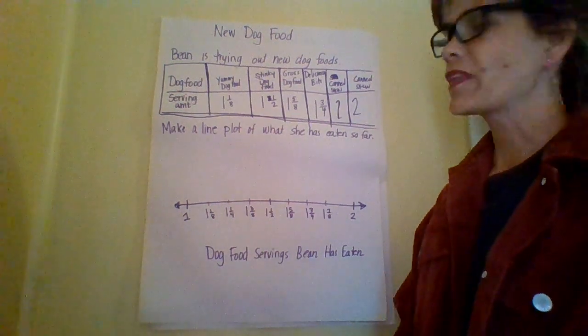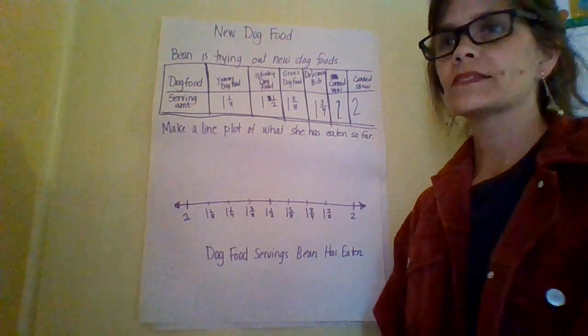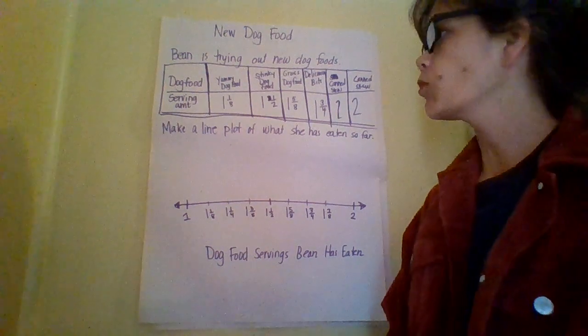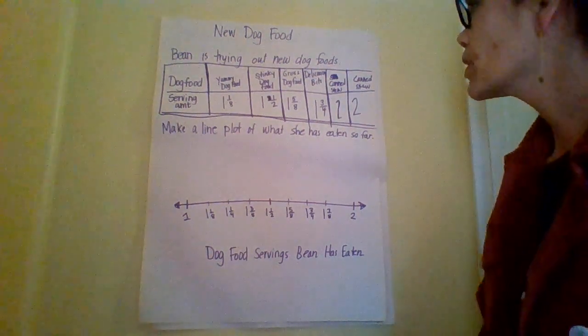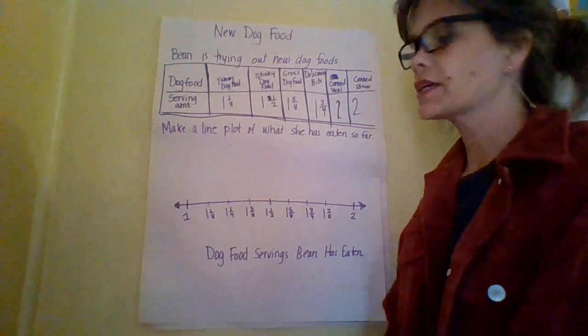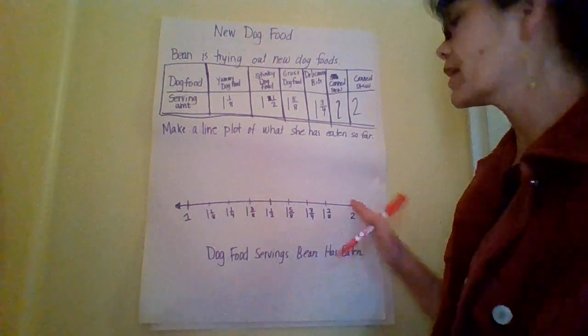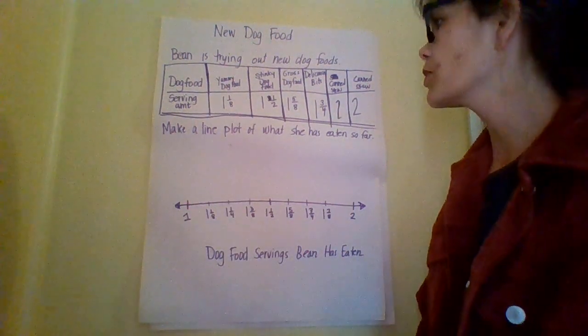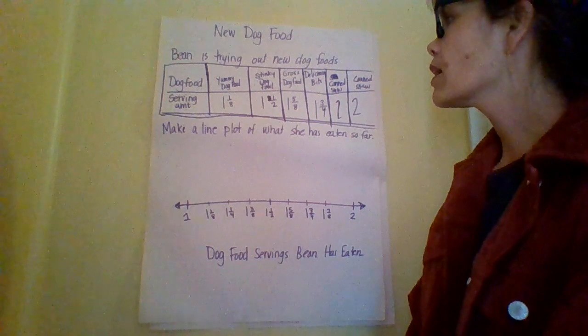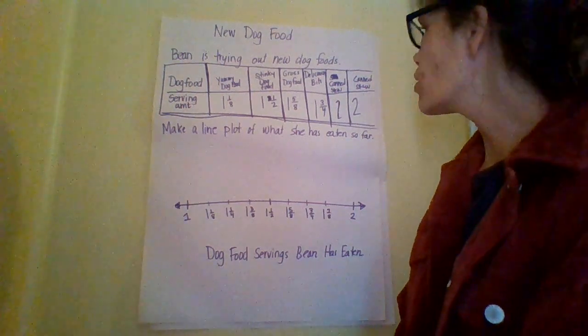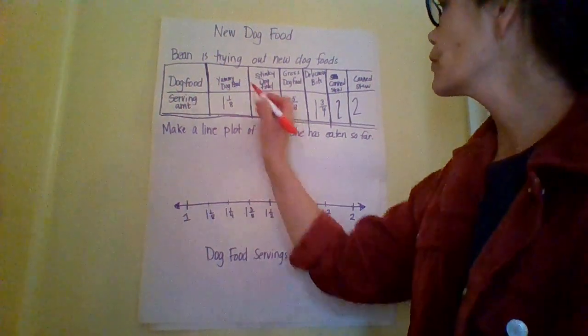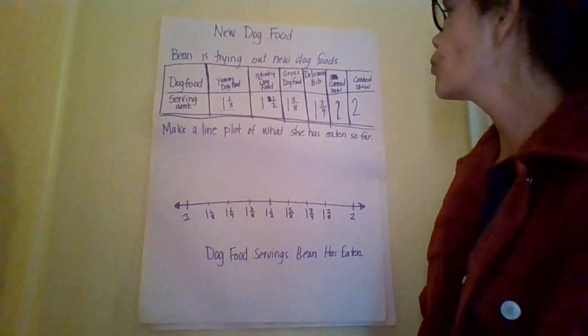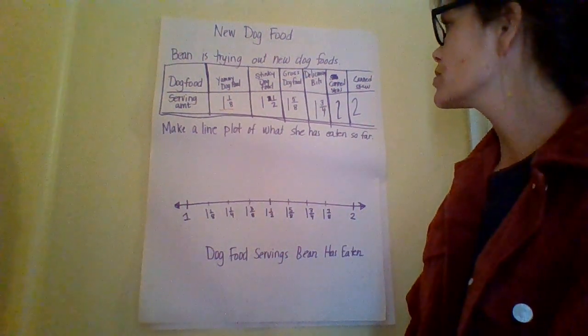And I started this without you, and I'm sorry that I did, because in some ways it's helpful to see what I was thinking. But I am going to talk through what I was thinking. So the first thing, when you get a blank number line, which most of the time you will when you're asked to make a line plot, you think about what is the smallest number that you're dealing with. In my case, it's going to be 1 1/8 of a serving.